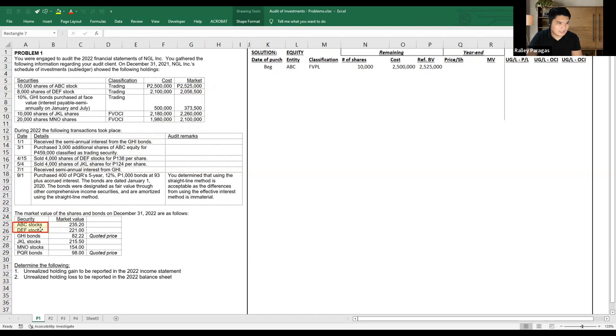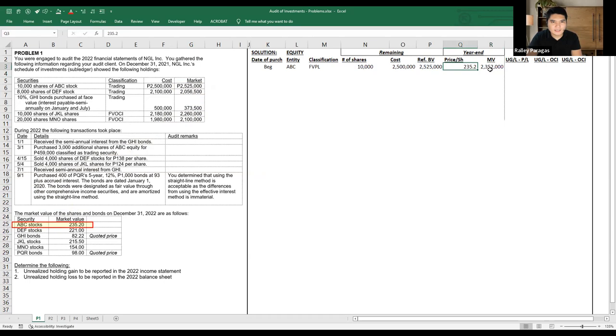Let's also put the price per share since we're going to compute the unrealized gain or loss. Let's find the price per share below. How much is the market value of the ABC stocks? That would be 235.20. That's the price per share. And then, to compute the market value at year end, multiply the remaining number of shares by the price per share. That's basically it, and that's your market value.